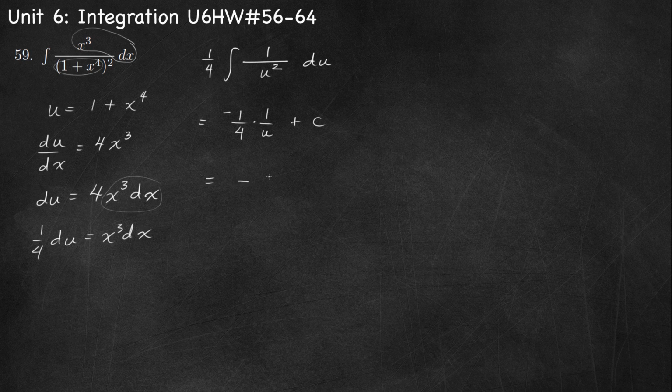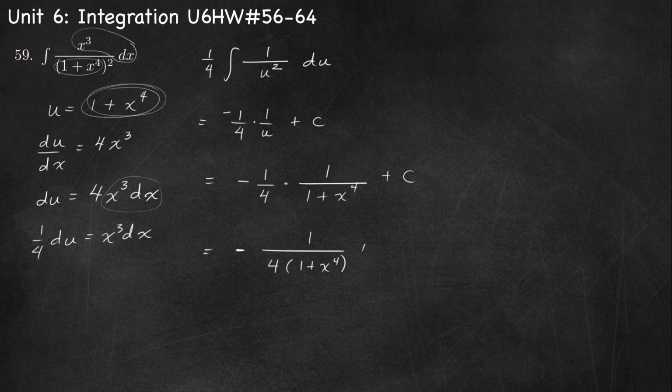So negative 1/4 times 1 over, and then we put this back in for u, so 1 plus x to the 4th plus c. And I'll go ahead and multiply that denominator, so 4 times 1 plus x to the 4th plus c, like so.